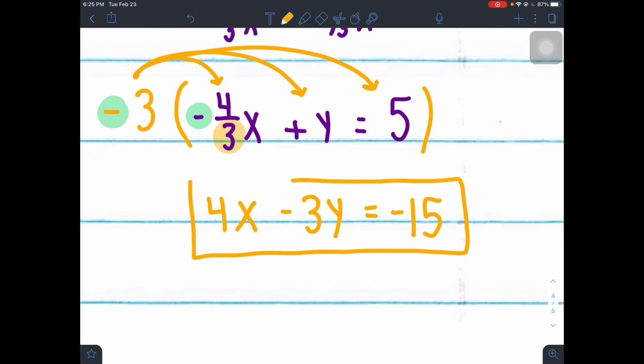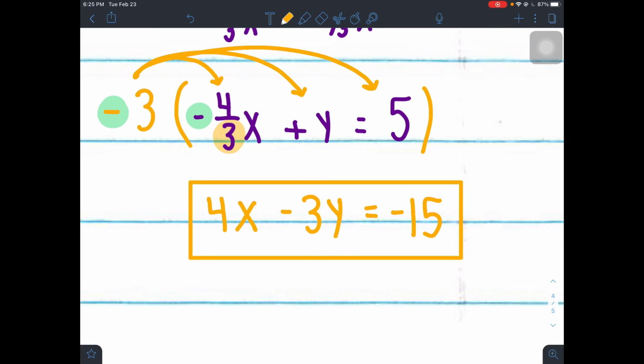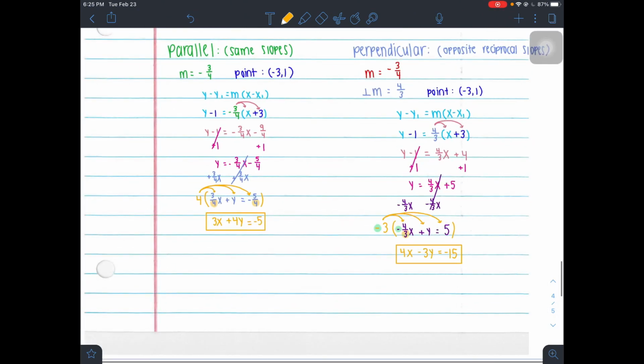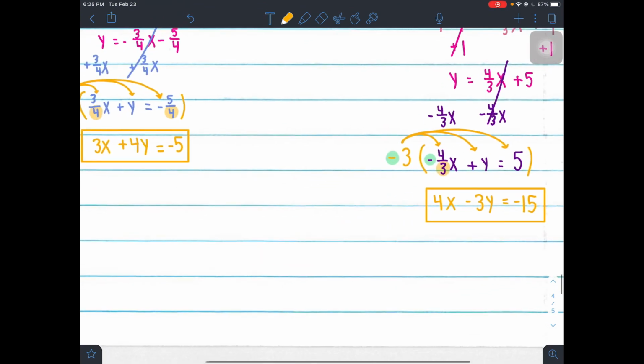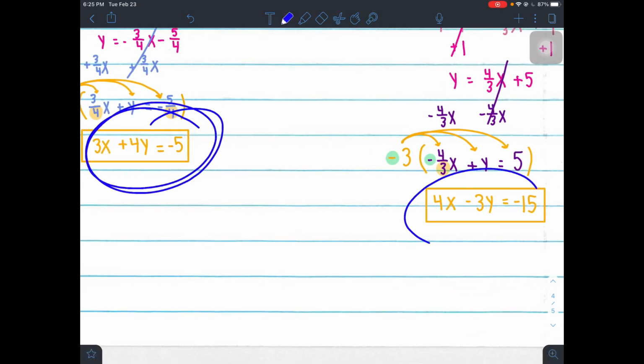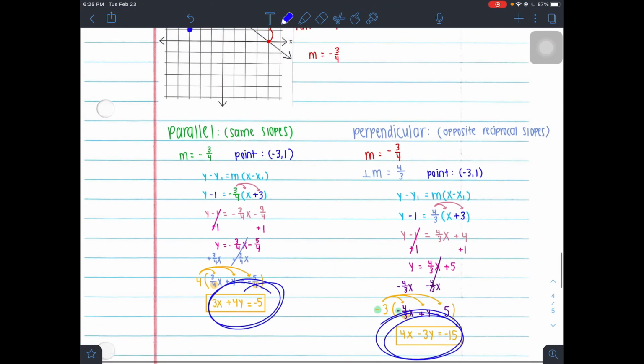Now this equation is in standard form. X and y are on the left. You have no fractions or decimals, and your A value is positive here. So notice how these two equations are completely different from each other. These two are completely different. What was the only difference between them?